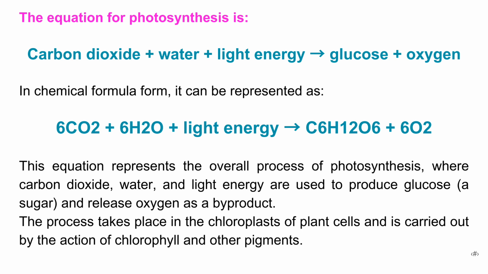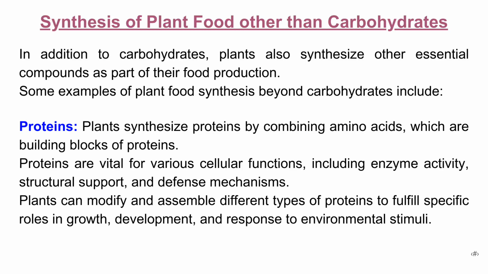The process takes place in the chloroplasts of plant cells and is carried out by the action of chlorophyll and other pigments. Synthesis of plant food other than carbohydrates. In addition to carbohydrates, plants also synthesize other essential compounds as part of their food production. Some examples of plant food synthesis beyond carbohydrates include proteins.